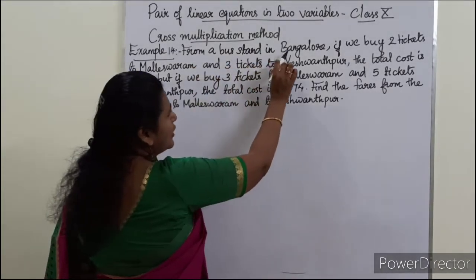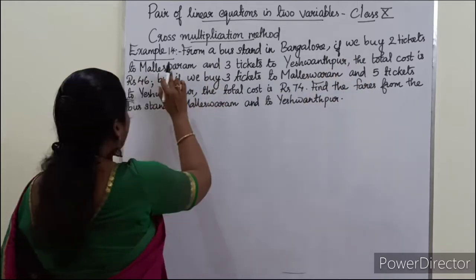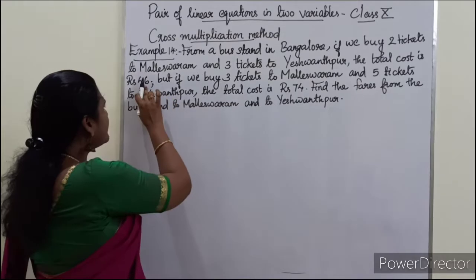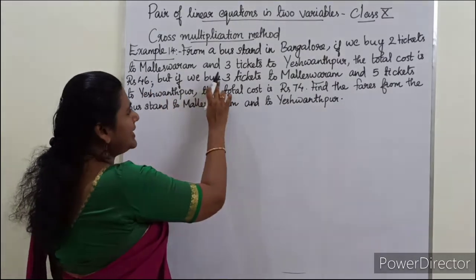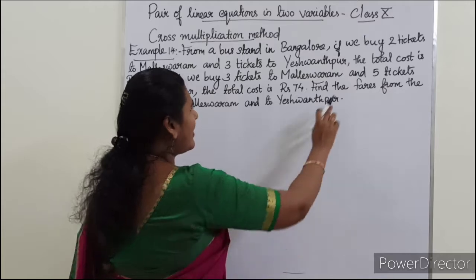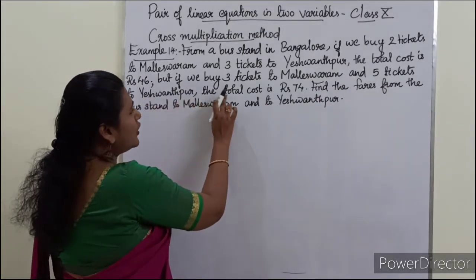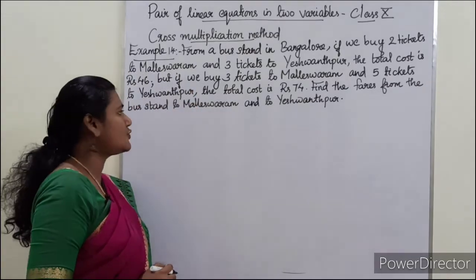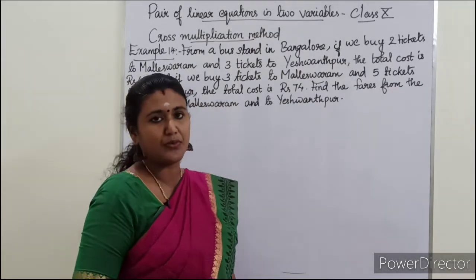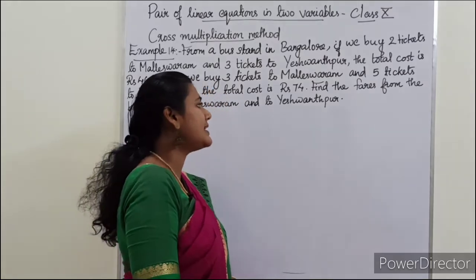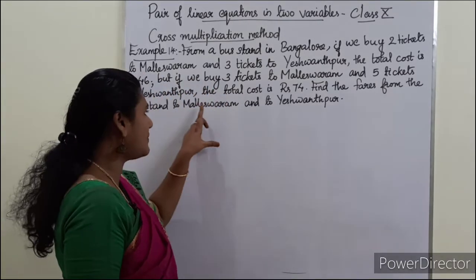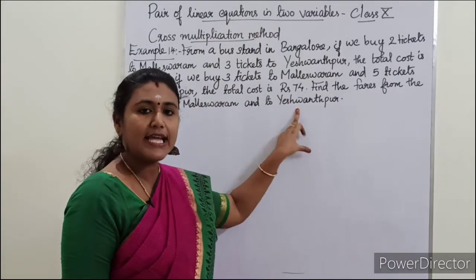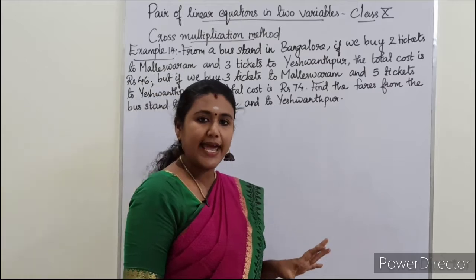From a bus stand in Bangalore, if we buy 2 tickets to Malleshwaram and 3 tickets to Yeshwanthpur, the total cost is rupees 46. But if we buy 3 tickets to Malleshwaram and 5 tickets to Yeshwanthpur, the total cost is rupees 74. Find the fares from the bus stand to Malleshwaram and to Yeshwanthpur. So here we have to find the fare from the bus stand to Malleshwaram and from the bus stand to Yeshwanthpur. So we are taking these two unknown quantities as x and y.